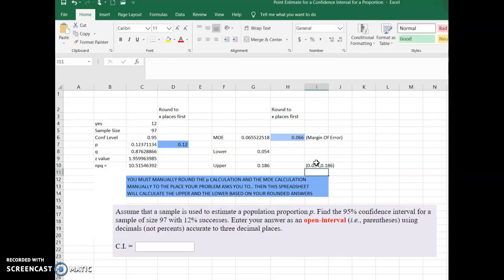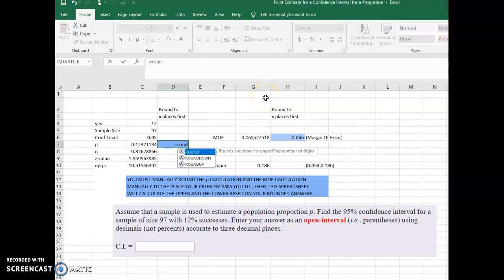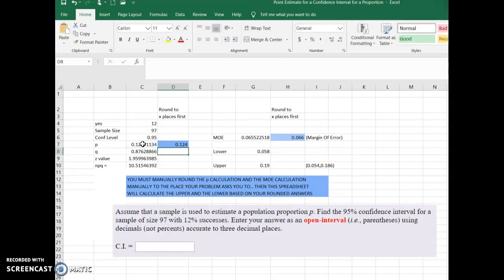Now if by chance my open math doesn't like that because of some rounding, then we could have gone over here to where we just used the 0.12, which was given to us in the problem, and we could just tell it to round the 12 out of 97 to 3 digits after the decimal point. So I could do equals, round the number in this cell to 3 digits after the decimal point. And it comes out to be 0.124. And so what we see is it produces the interval of 0.058 to 0.019.